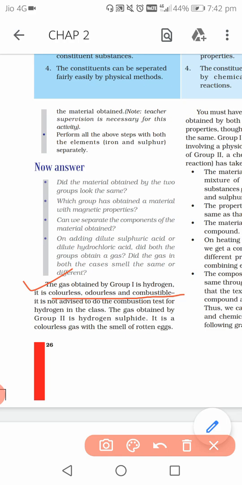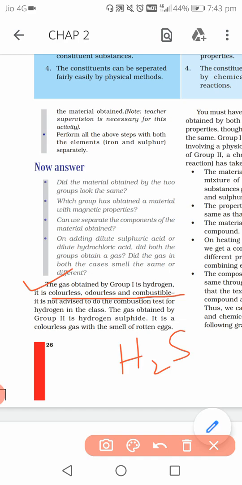But with group 2, what will happen? Because we have iron sulfide, the sulfur of iron sulfide will react with the hydrogen present in the sulfuric acid or hydrochloric acid that we have added, and it will form hydrogen sulfide gas, H2S.